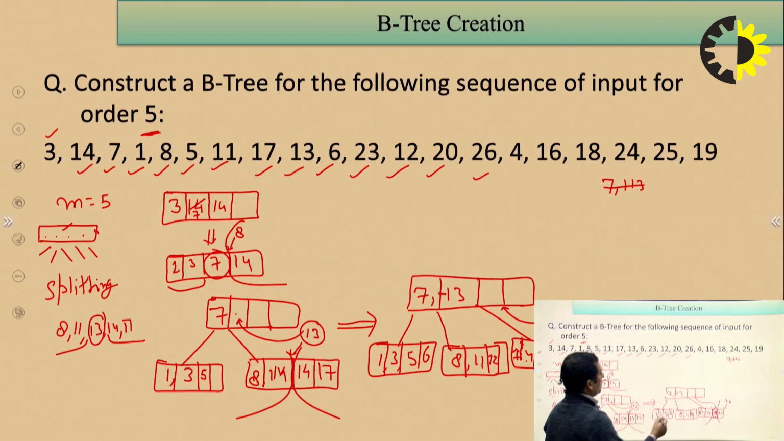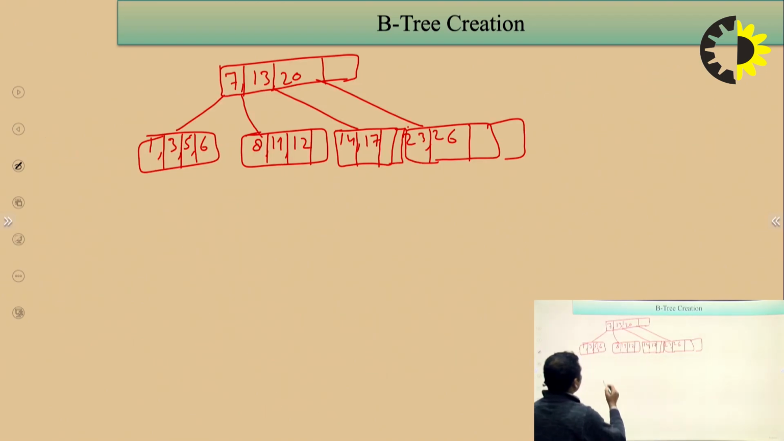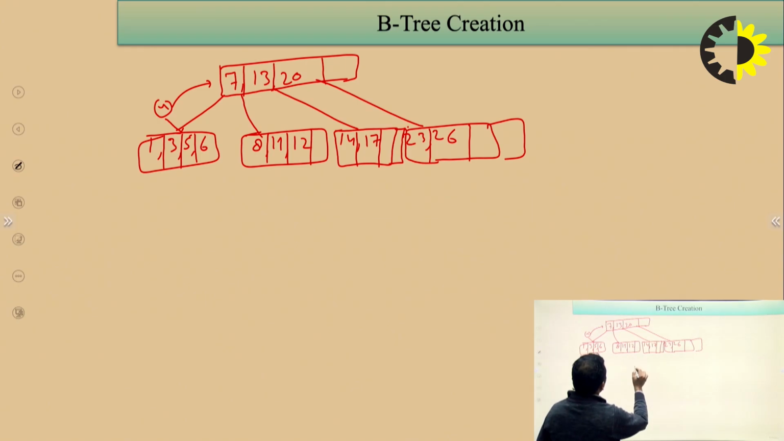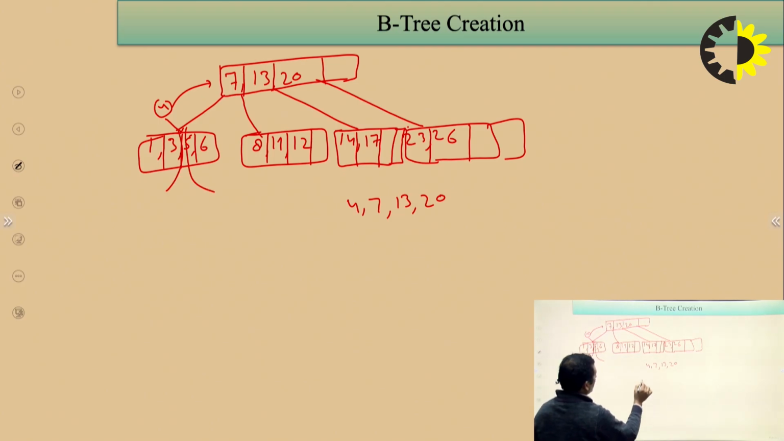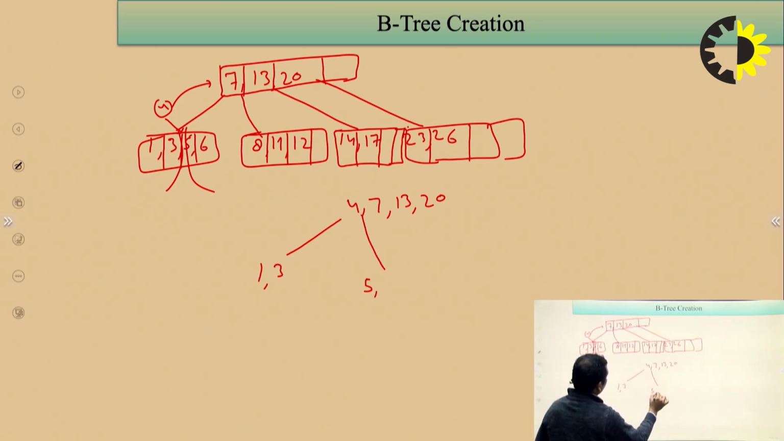Now the next key is 4. 4 is less than this one, so come here, but there is no space. If there were space, then 4 would be inserted here. Now the splitting point is the midpoint of 1, 3, 4, 5, 6, which is 4. 4 will go upside. There is space, so shift that, no problem. Now after splitting, that is 4, 7, 13, 20.